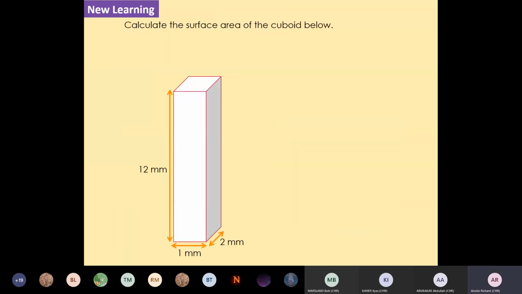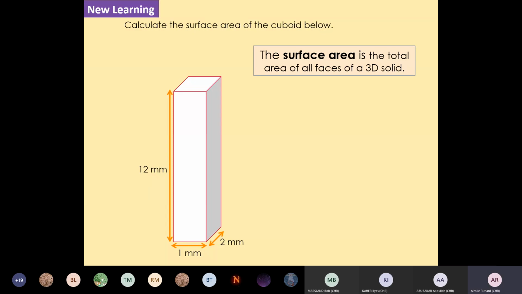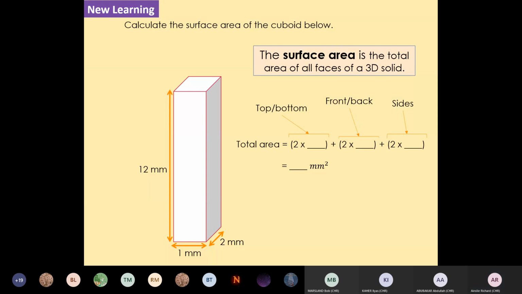Okay, moving forward. So calculate the surface area of this cuboid below. So again, my cuboid has 6 faces, and I've got 3 pairs of identical rectangles, which means every rectangle you can see here, we've got one exactly the same. So the front's the same as the back, the 2 sides are the same, and the top and the bottom is the same. Remember, the surface area is the total area of all the faces of a 3D solid. So I'm going to have 2 lots of the top and bottom, 2 lots of the front and back, and 2 lots of the sides.